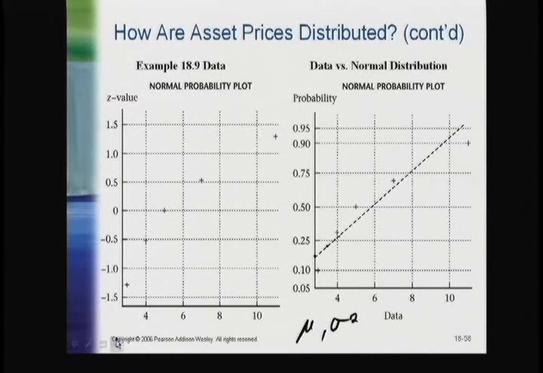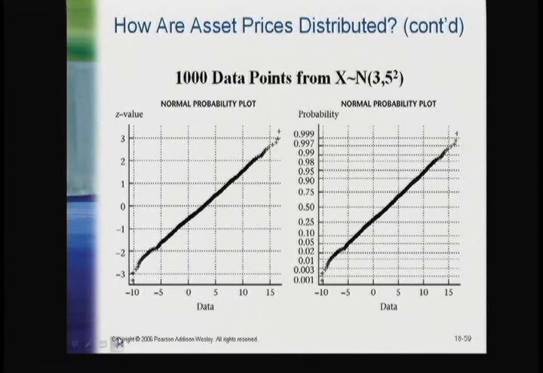profiles. Well, first of all, let's look at a couple of normal profiles. This is what things would look like if we generated 1,000 data points from a normally distributed random variable with a mean of 3 and a variance of 25. So you see the mean is right here.